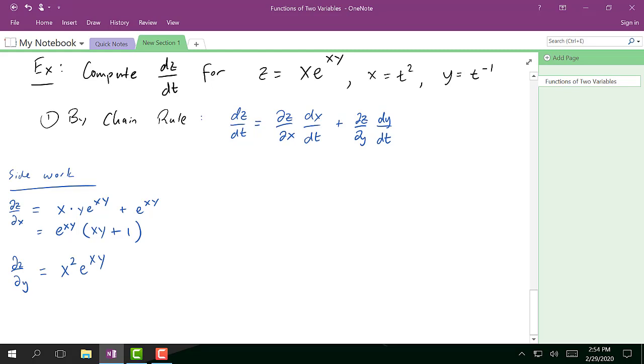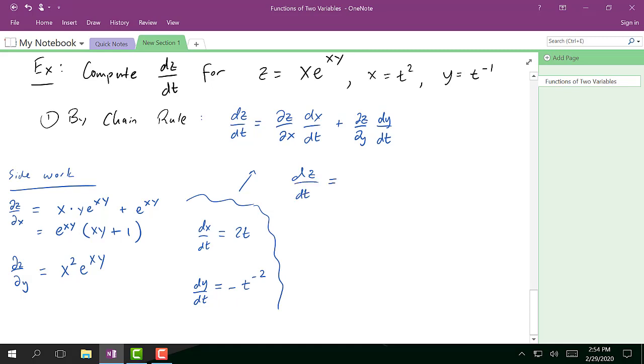Okay, we need two more things, dx dt and dy dt. dx dt is simply going to be 2t. dy dt is going to be negative t to the negative 2 power. So now plugging all of this into here, what we get is dz dt.